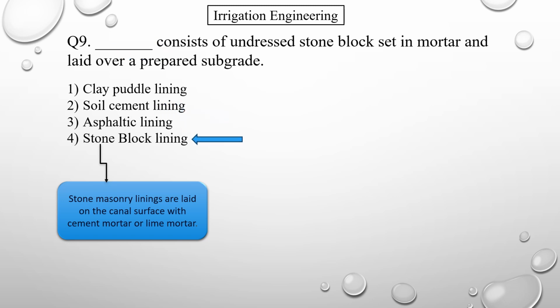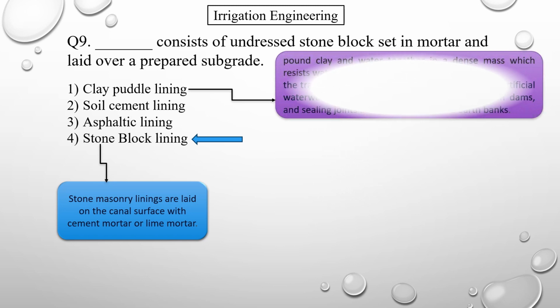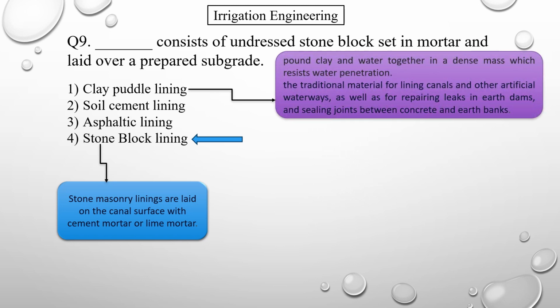Then we'll see the other options. Clay puddle lining is a traditional material for lining canals and other waterways, and it is also used for repairing leaks in earthen dams.